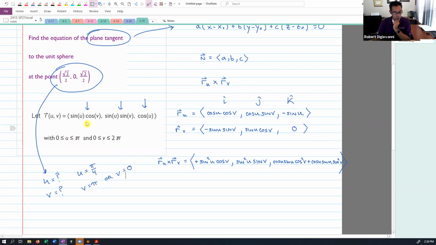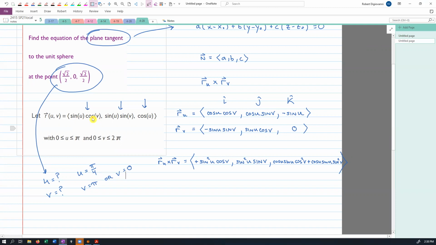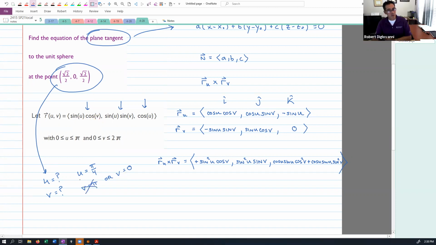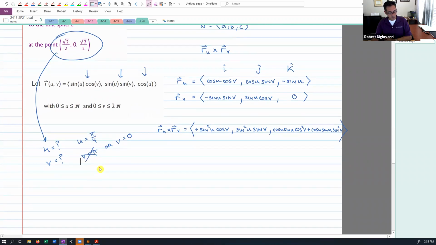Maybe we can tell by the first one. Look at the first one. We need this first one to be root 2 over 2 also. So sine of U, we know U is pi over 4, so that's root 2 over 2, right? And we need this then to be 1. So that's 0. So that means it would have to be the V 0. Does that make sense? So now that we have that, we can plug that in. We know U is pi over 4, V is 0.